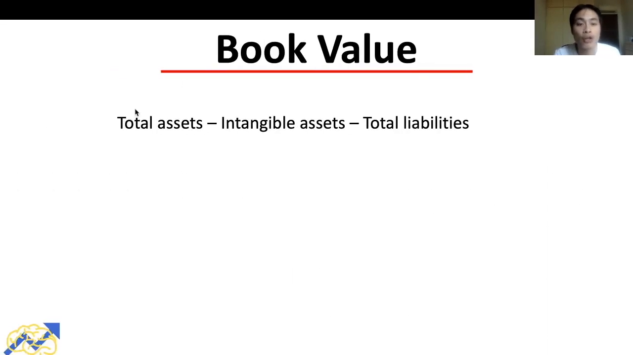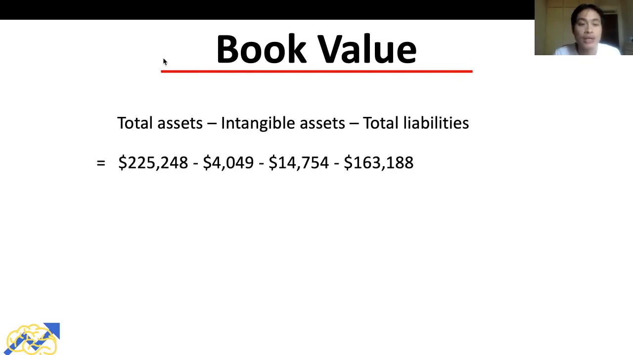And now that we have all these numbers, we can just plug it into the formula to calculate Amazon's book value. So the formula will be the total assets minus the intangible assets. These two are the intangible assets. So the intangibles and the goodwill. And finally, we subtract the total liabilities. So the total liabilities is this amount. And we would arrive at this number, 43,257. So Amazon's book value is 43,257.